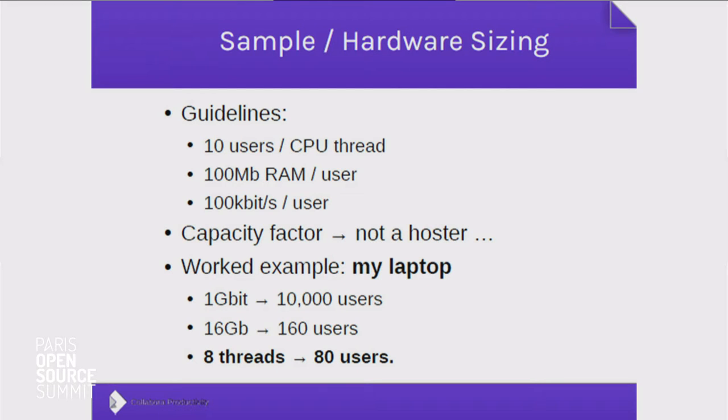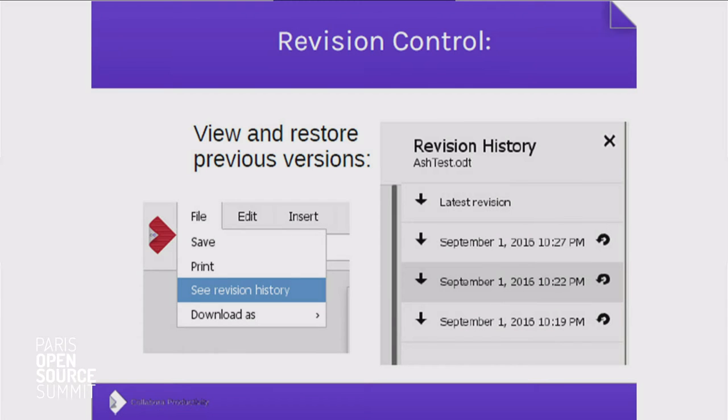So how much hardware do you need? Here are the numbers, quickly, a 10, 100, and another 100. But my laptop sitting over here has got a gigabit network card in it for some reason, 16 gig of RAM, and it has 8 threads. So the CPU, I guess, is the bottleneck here, so we get about 80 users on my laptop. I think we can probably find some more powerful hardware than that relatively cheaply.